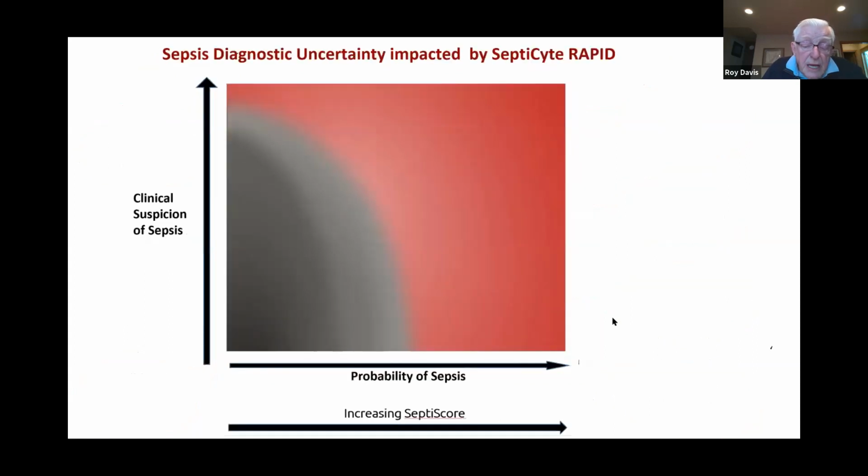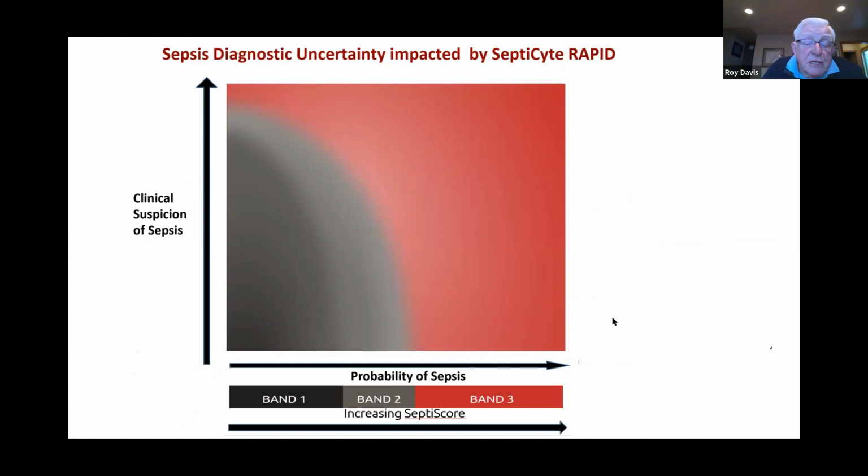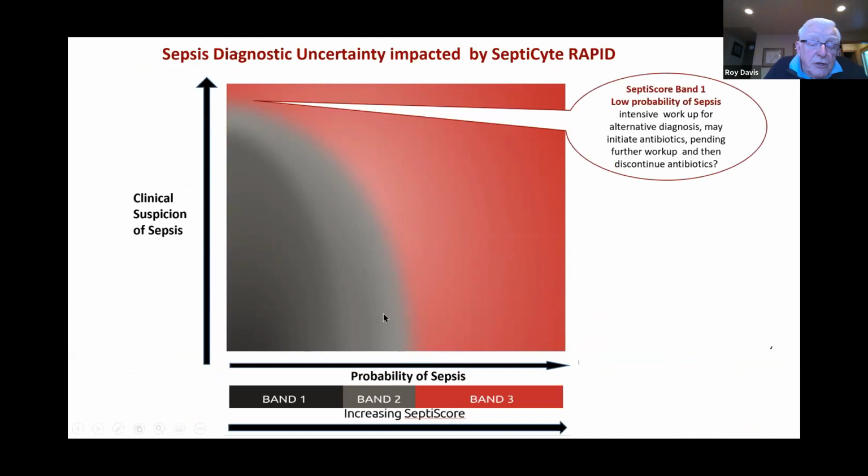The addition of the sepsis score and the banding process using Sepsis Rapid can help confirm or change one's approach. For example, a group that falls in the lower left corner or the upper right corner, we would initiate therapy or monitor and evaluate appropriately without the score, but band 1 and band 3 would confirm one's initial impression. It's this group in the upper left-hand corner where we usually initiate therapy early because of clinical suspicion, but probability may be low.